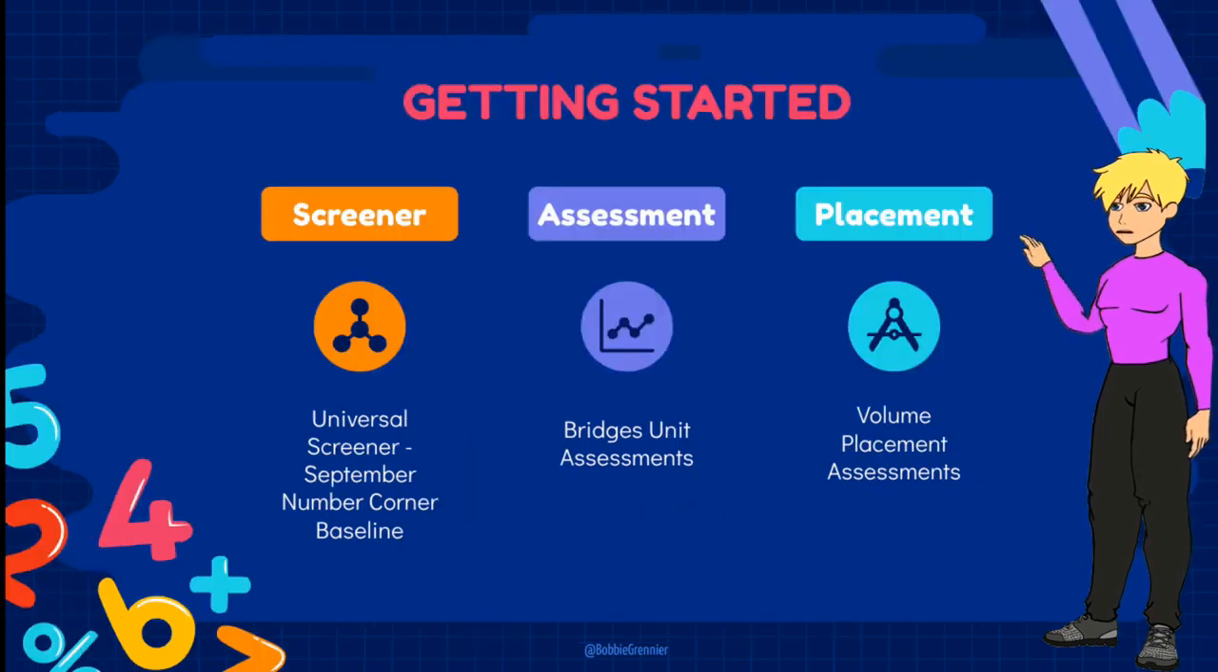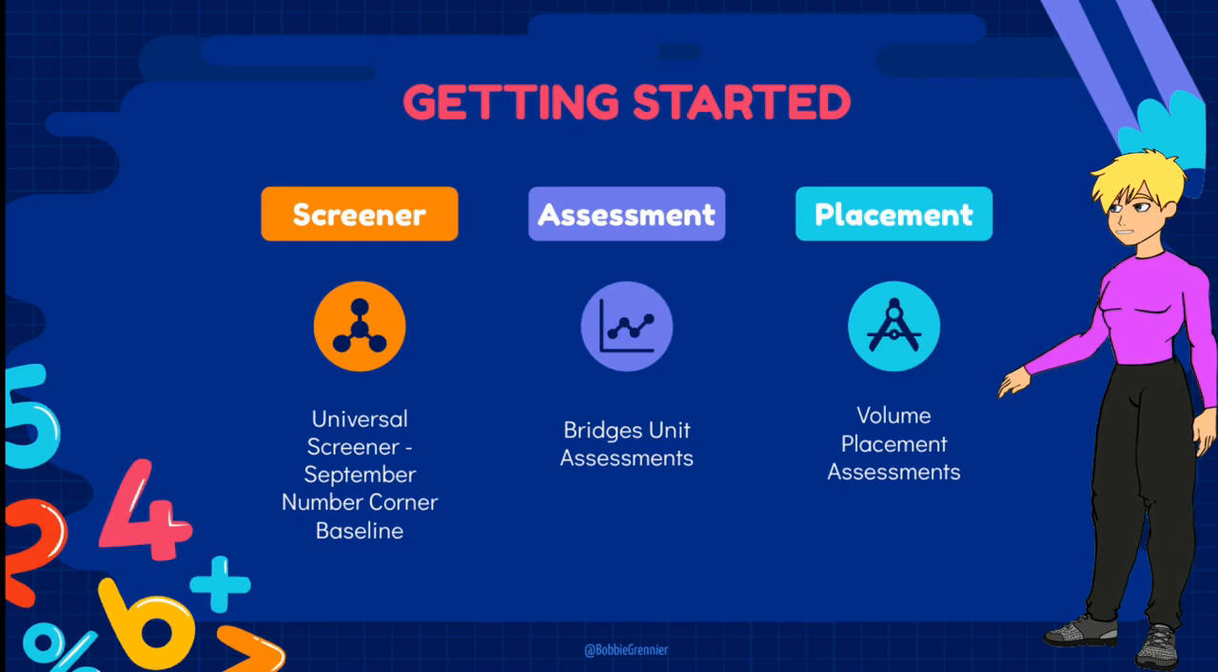So let's talk a little bit about just getting started. There are 3 parts to it. The first part is the screener, and the universal screener focuses on the September Number Corner baseline. Then there's an assessment, which is the Bridges unit assessment. And then finally you have placement, which is volume placement assessments. So with these 3 components, you can figure out where you need to start.